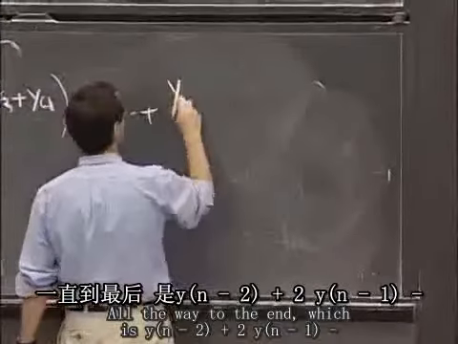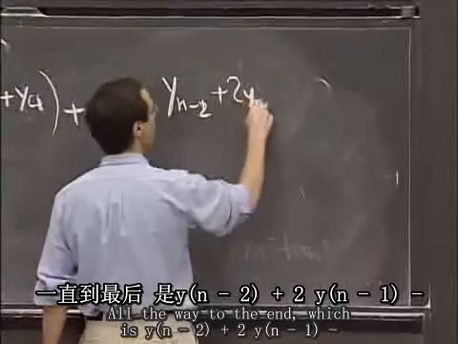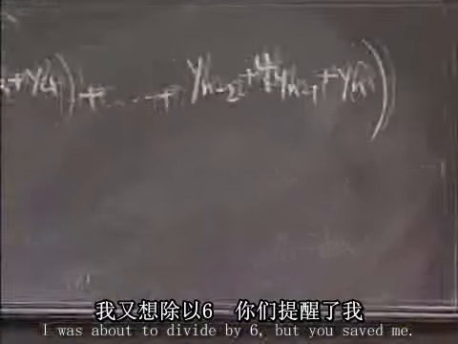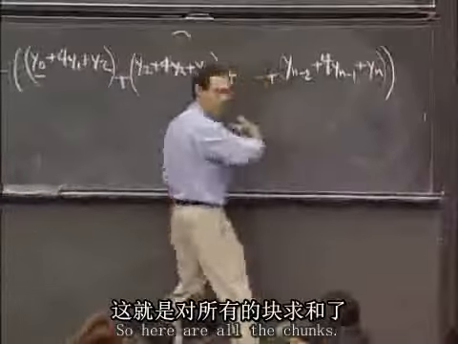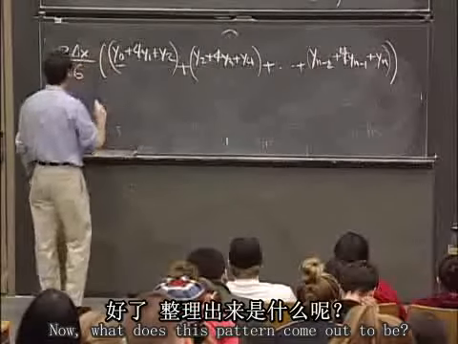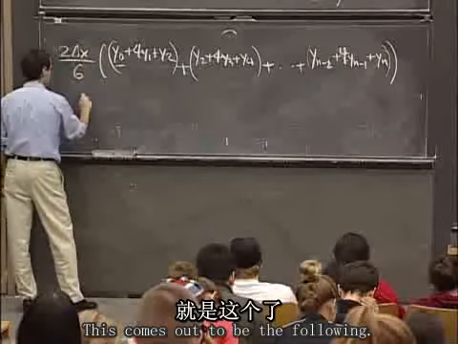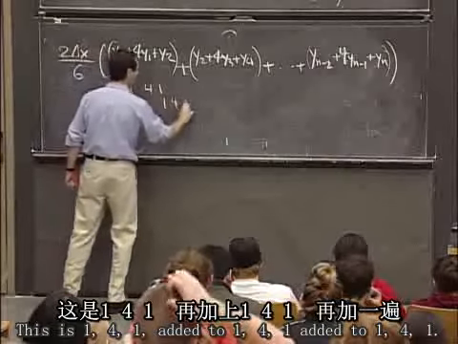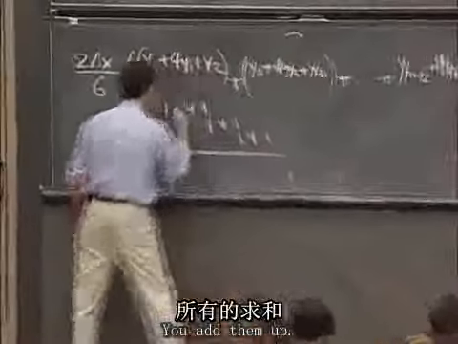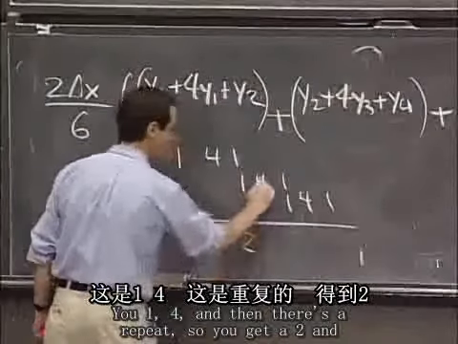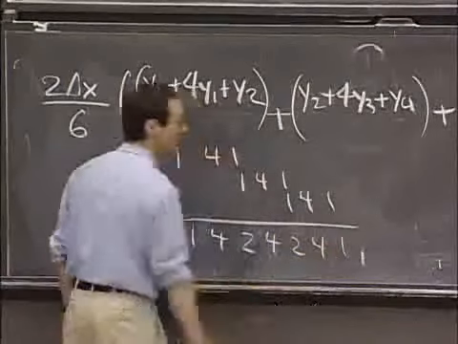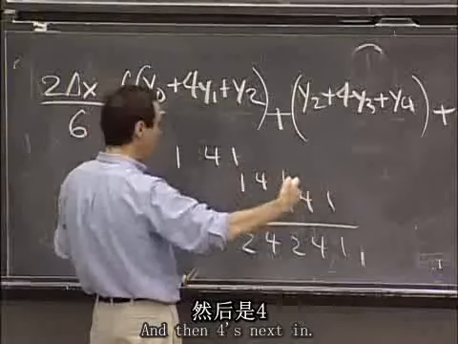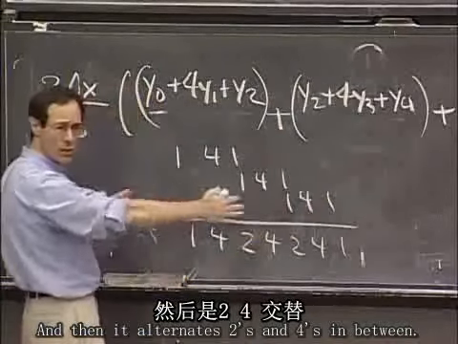All the way to the end, which is yn minus 2 plus 4yn minus 1 plus yn. I was about to divide by 6, but you saved me. All right. So here are all the chunks. Now, what does this pattern come out to be? This is 1, 4, 1 added to 1, 4, 1 added to 1, 4, 1. You add them up. You get 1, 4, and then there's a repeat. So you get a 2, and a 4, and a 2, and a 4, and a 1. So the pattern is that it starts out with 1s on the far ends, and then 4s next in, and then it alternates 2s and 4s in between.